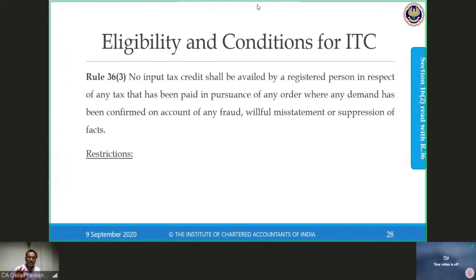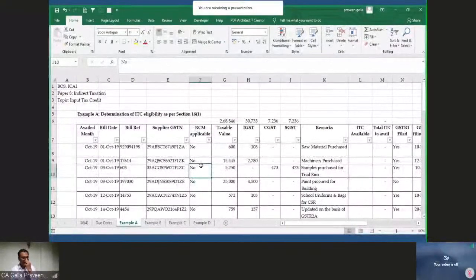Now, I would request all of you to open the Excel file. People who are watching on mobile, I would request, if possible, open it on a system. People are already working on the system. Please open this Excel file. I'll come to my Excel file and I'll share it also. Now, I want all of you to open this Excel file. There is a sheet named Example A. This is an exercise for Rule 36 ITC eligibility calculation. Everyone, please follow with me carefully.